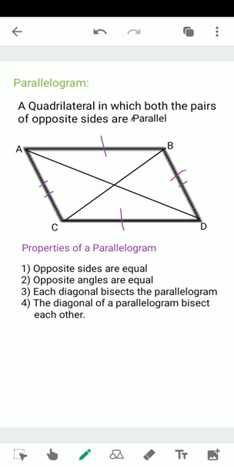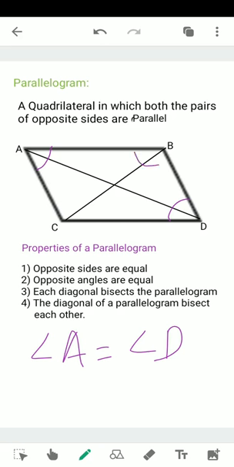Let us go to property number 2, that opposite angles are equal. Let us consider angle A. What will be the angle opposite to A? That will be D, right? So I can say that angle A is equal to angle D. Similarly, if I consider angle B, its opposite will be angle C. So I can say that angle B equals angle C. This is what the second property tells us. I hope the second property is clear to everyone.